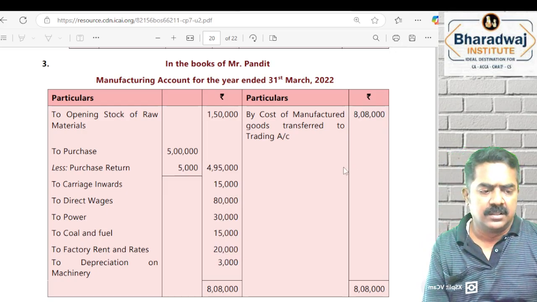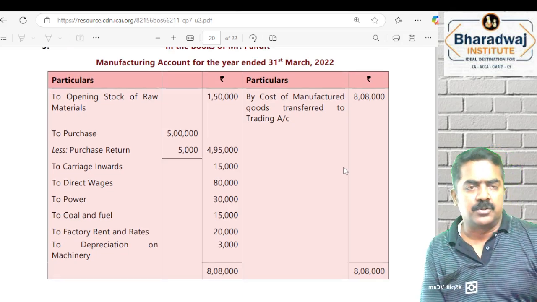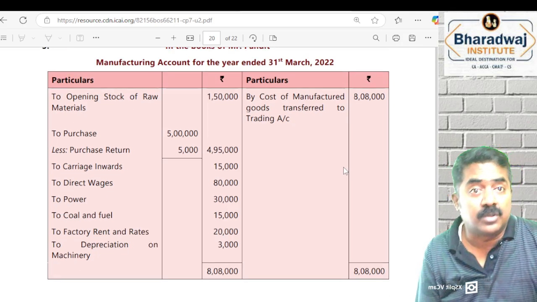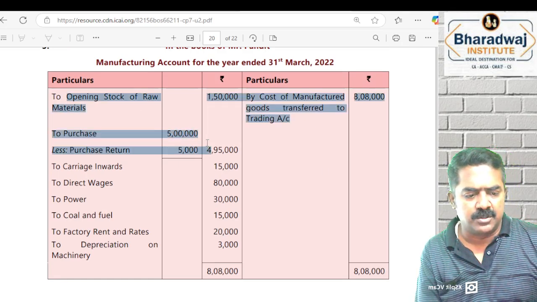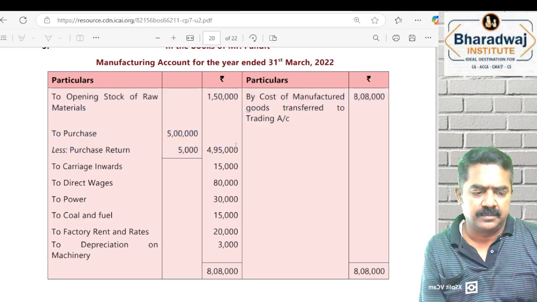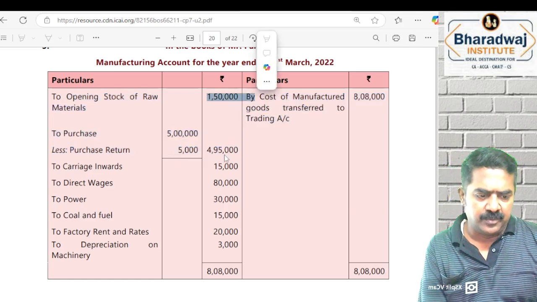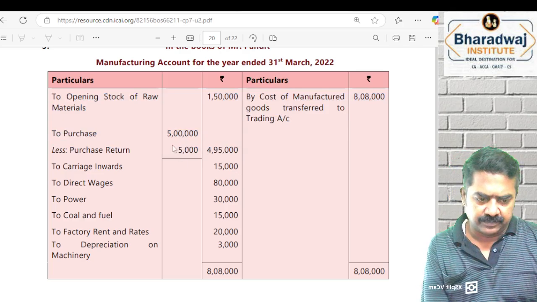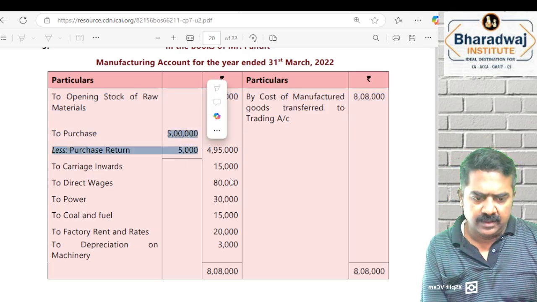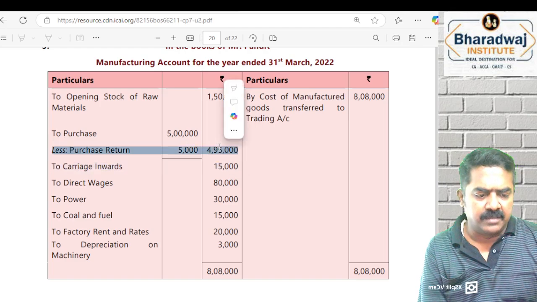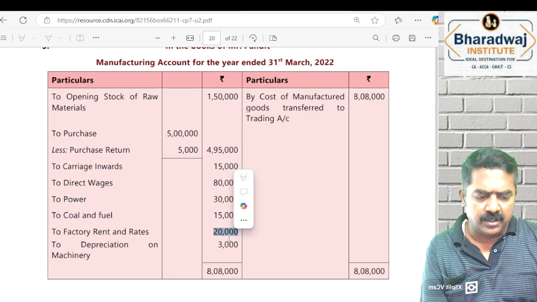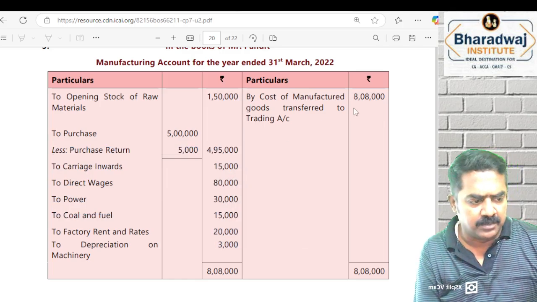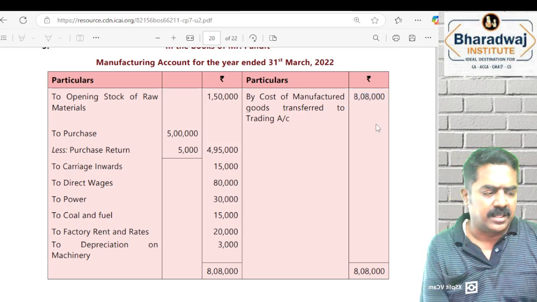Correct. The question has no WIP closing stock. No raw material closing stock. So opening stock plus purchases gives us which one? Raw material consumed. The 1,50,000 plus 4,95,000. Carriage inwards also can be added with purchases. Wages, power, coal and fuel, factory rent, depreciation will come. Cost of goods manufactured 8,08,000.